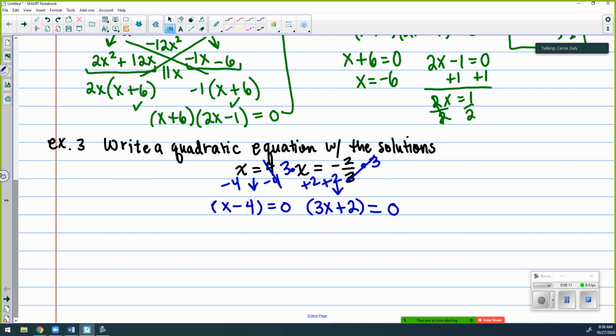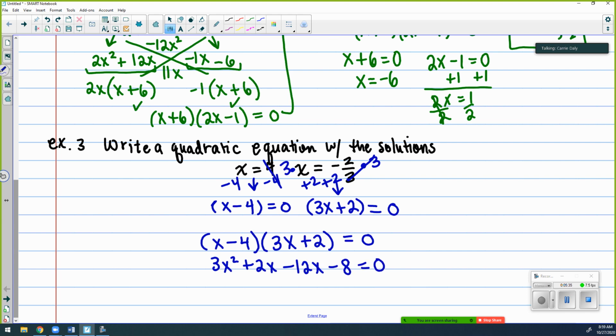All right, so my quadratic equation now, those two solutions came from x minus 4 times 3x plus 2. It's an equation, so I'm going to keep it set equal to 0. And then I'm going to FOIL. So 3x squared plus 2x. Inners would be minus 12x and then minus 8, still equal to 0. Combine your like terms. 3x squared minus 10x minus 8 is equal to 0. And that's my answer for that problem.